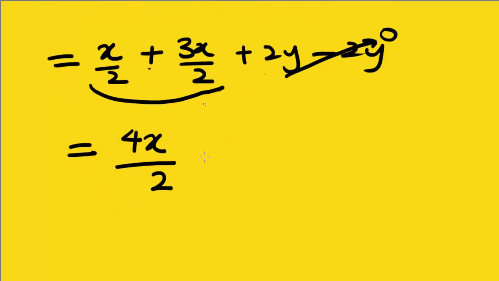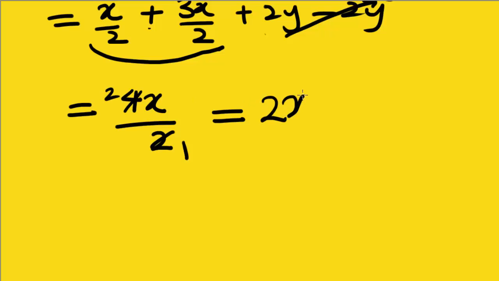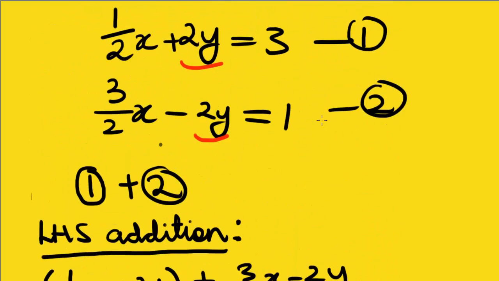I've mentioned this approach in my previous video. So if you started from my first video to this one, you know what I'm talking about. This gives 4x over 2, and 4 divided by 2 gives 2x. So that's the result of the left hand side addition, 2x. Keep that in mind. For the right hand side addition, you simply have 3 from equation 1 plus 1 from equation 2. 3 plus 1 is 4.